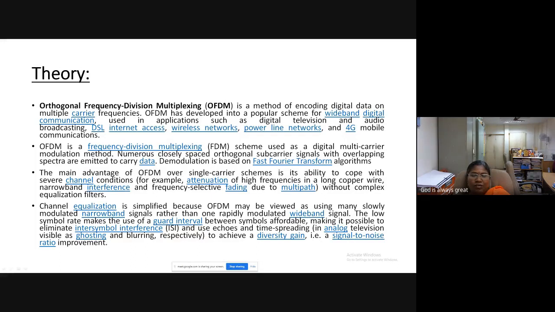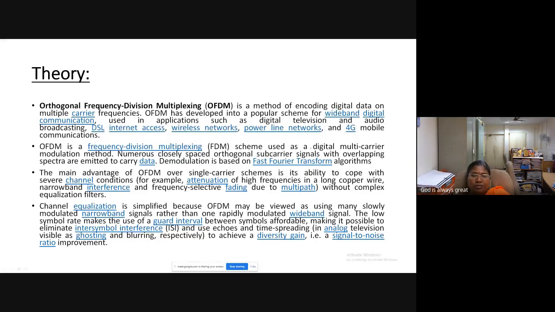For example, attenuation of high frequencies in long copper wires, narrowband interferences, and frequency selective fading due to multipaths, so without complex equalization filters. Channel equalization is simplified because OFDM may be viewed as using many slowly modulated narrowband signals rather than one rapidly modulated wideband signal. The low symbol rate makes the use of broad intervals between the symbols affordable, making it possible to eliminate inter-symbol interferences and use echoes and time spreading to achieve diversity gain and signal to noise ratio improvements.